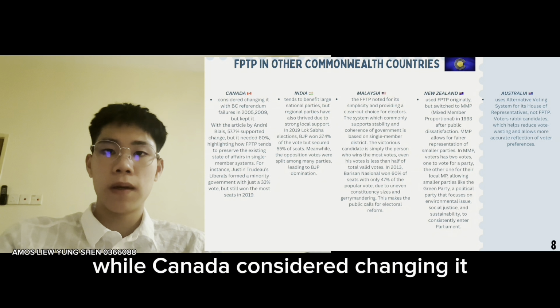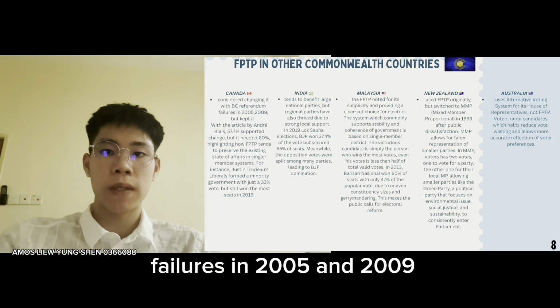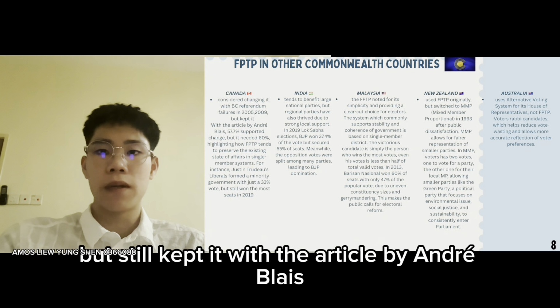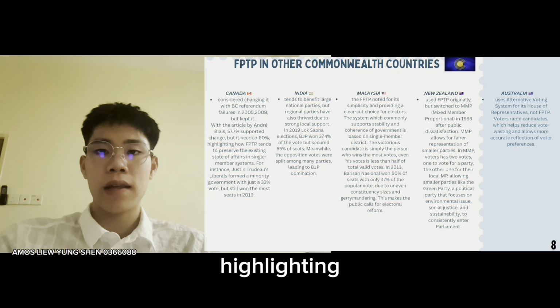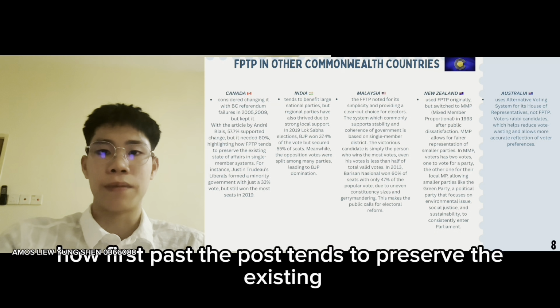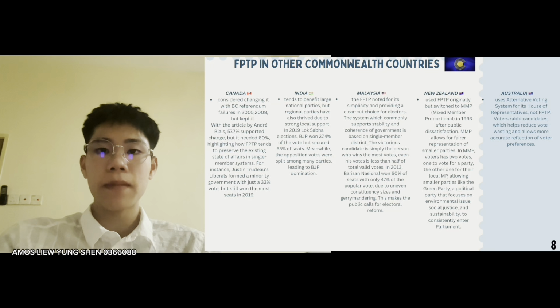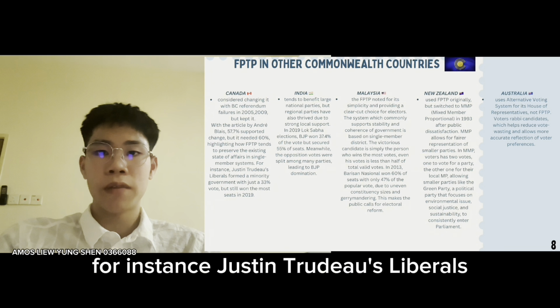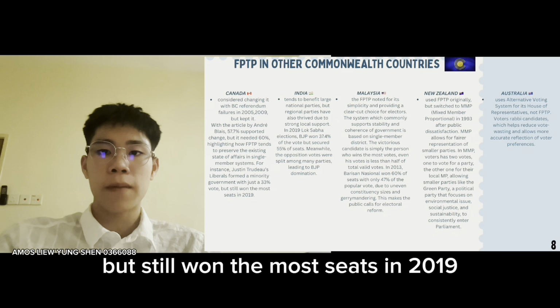Canada considered changing it, with British Columbia referendum failures in 2005 and 2009, but still kept it. According to the article by Andrea Blythe, 57.7% supported change, but it needed 60%, highlighting how first past the post tends to preserve the existing state of affairs in single-member systems. For instance, Justin Trudeau's Liberals formed a minority government with just 33% of the vote, but still won the most seats in 2019.